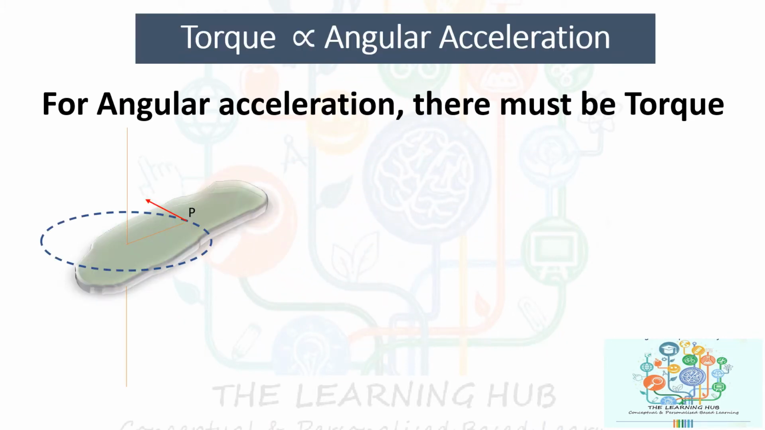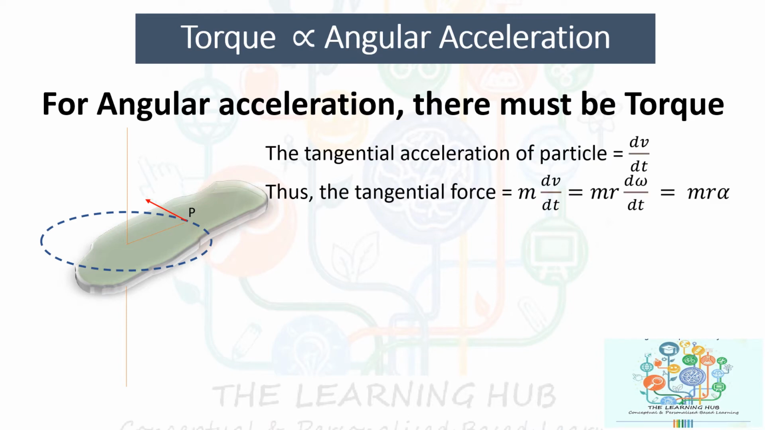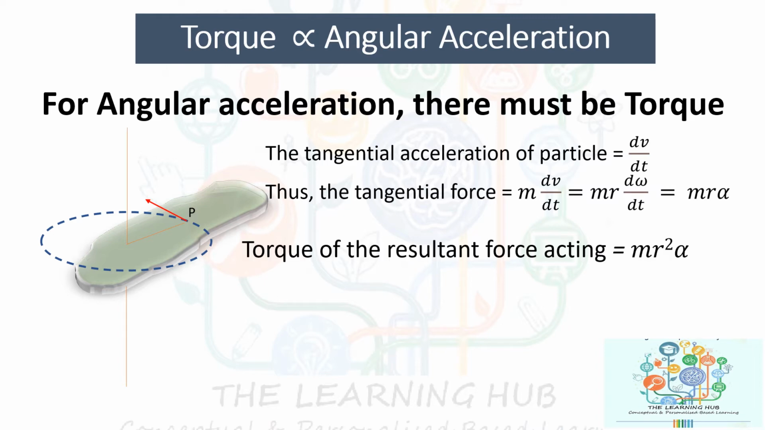We'll try to understand the relationship of torque and angular acceleration. For angular acceleration, there must be a torque involved. Now consider a rigid body rotating about a fixed axis. Consider a particle P of mass m rotating in a circle of radius r. The tangential acceleration of the particle is dv by dt, thus the tangential force is m dv by dt, which is equivalent to m r alpha. Now the torque of the resultant force becomes m r square alpha.